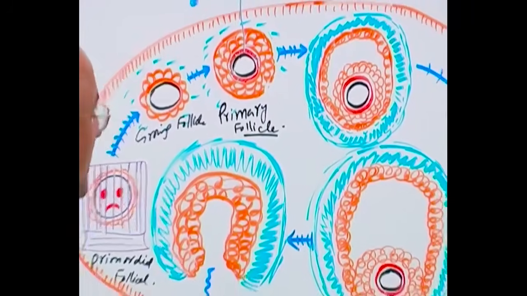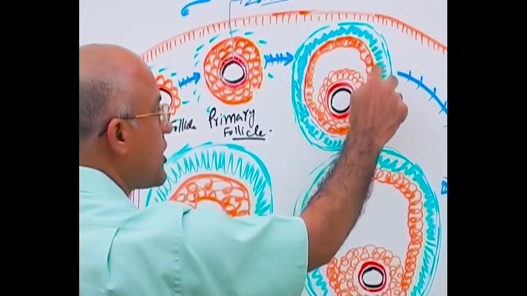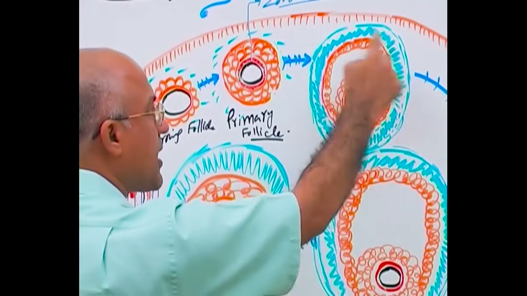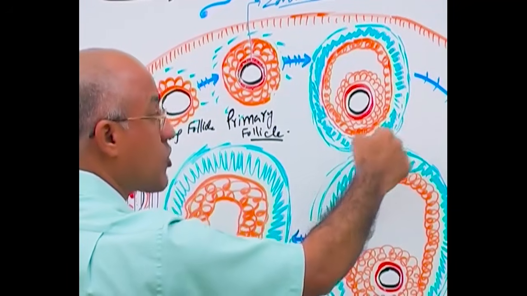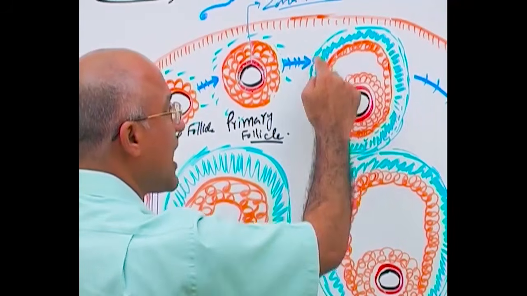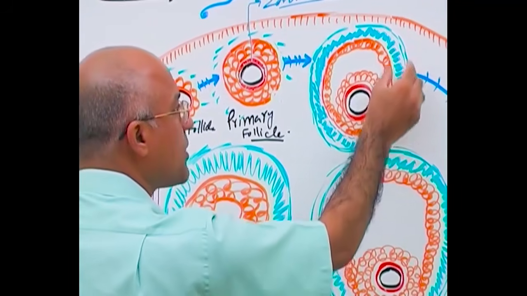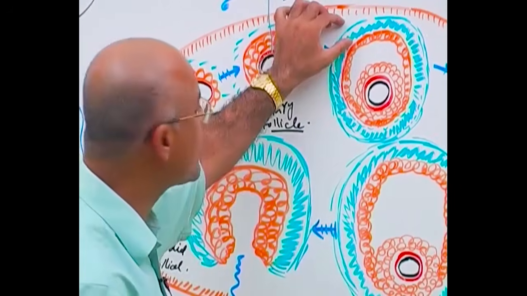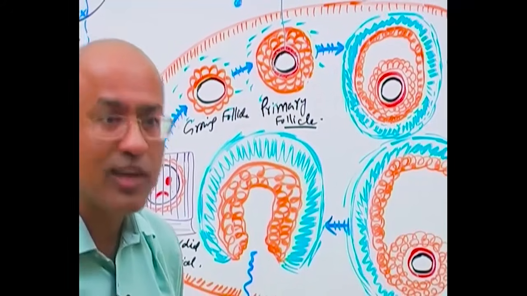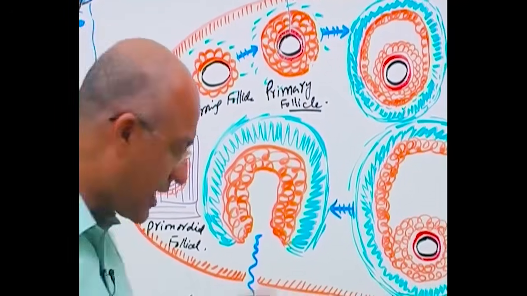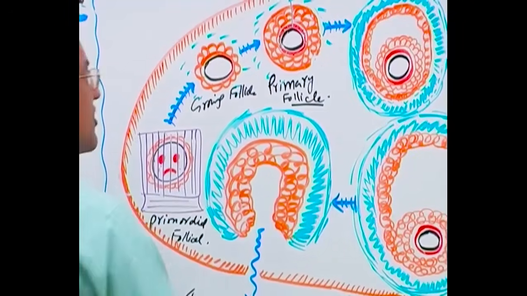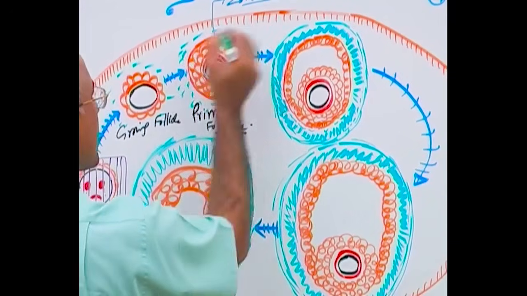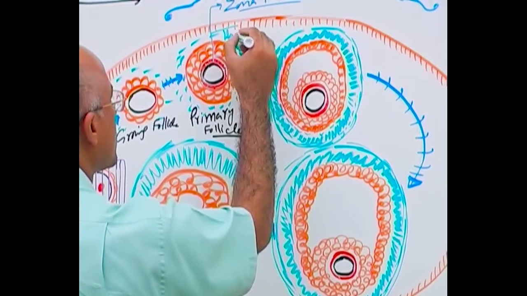Cumulus oophorus. And this is the connective tissue which is specialized. This is a connective tissue derived from the ovarian stroma, and this connective tissue starts thickening and makes a special covering around the growing follicle, right? This covering is called theca folliculi. Now this theca folliculi starts forming at the primary follicle.